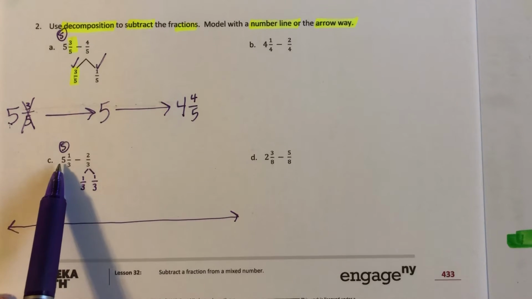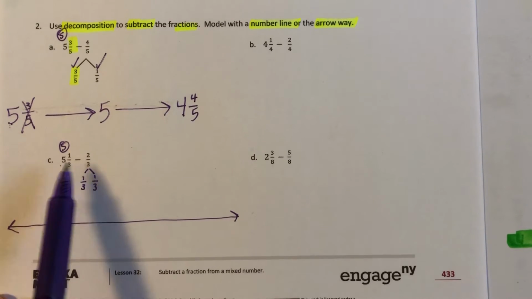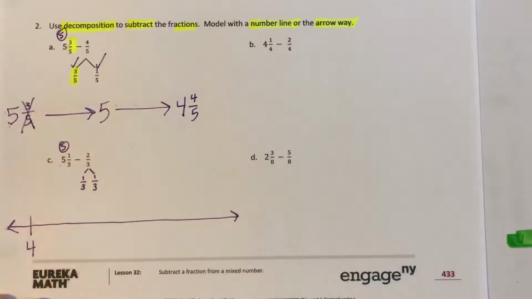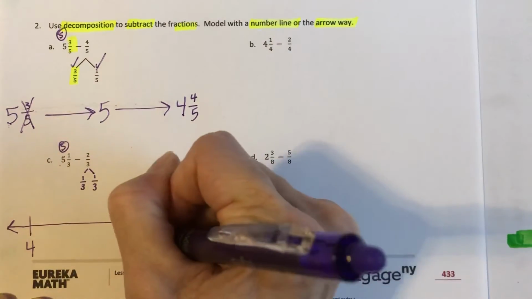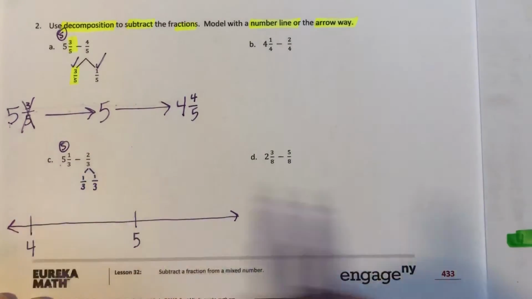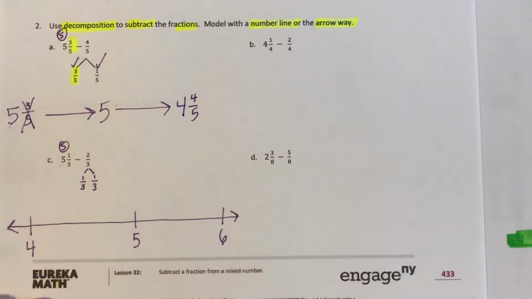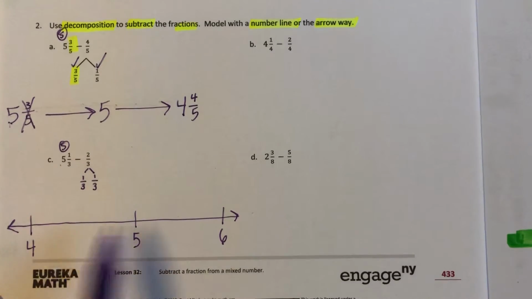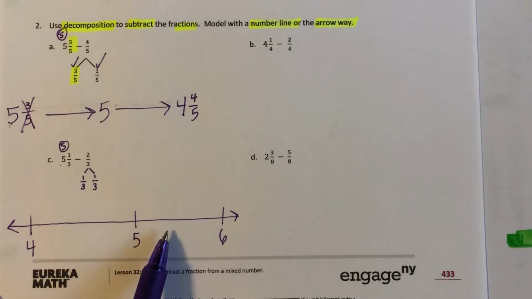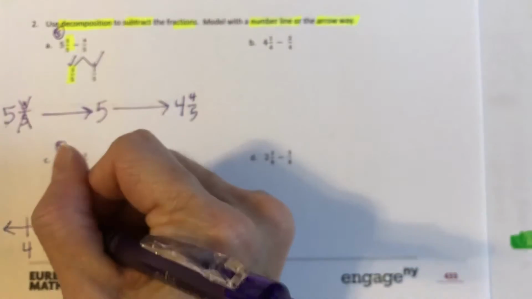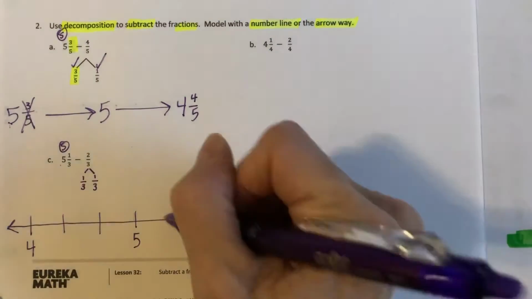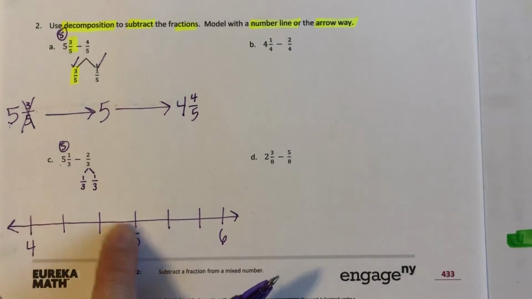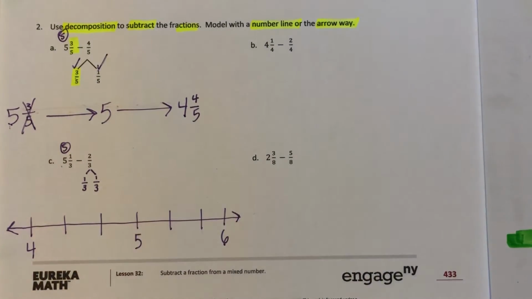If I'm starting with 5 wholes and a little bit more, and I'm subtracting 2/3, I'm going to want to begin my number line with 4. I need to go past 5 wholes, so I'm going to need to go all the way to 6. And if my unit fraction is thirds, each of these wholes needs to be divided into 3 equal parts. To get 3 equal parts, I make 2 cuts. 2 cuts here. That gives me 1, 2, 3 parts, 1, 2, 3 parts.